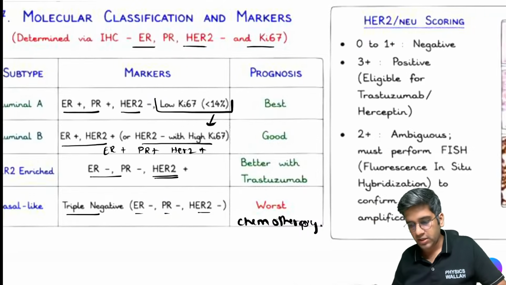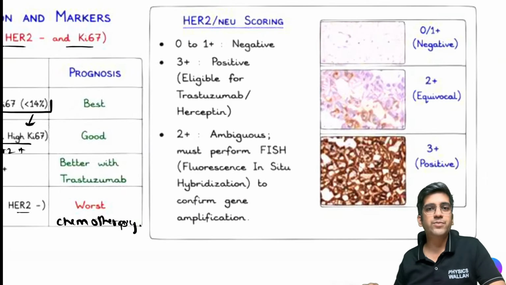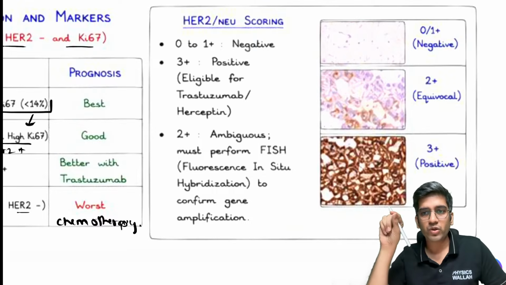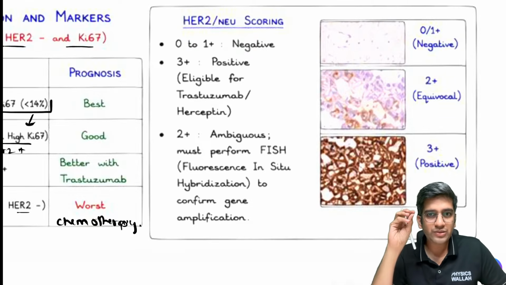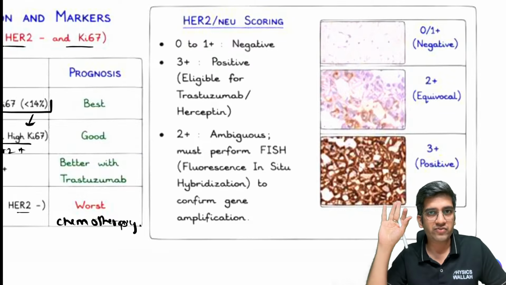Okay, got it? Fine. So the HER2/neu scoring has gradations. HER2/neu is what? Ki67 is a marker, a proliferative index. So if Ki67 is positive, the cell is dividing. That's what we mean by proliferative index.